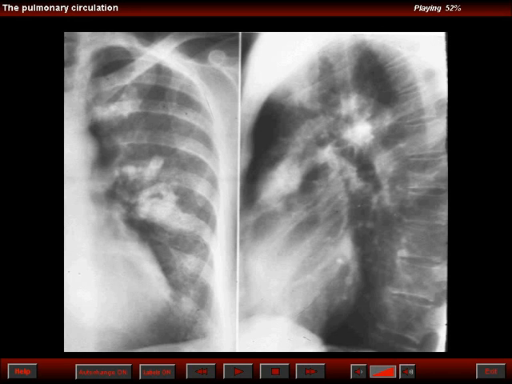In the macro arteriovenous fistula, we usually see dilated feeding arteries and dilated draining veins, as noted in the frontal and lateral views of the chest of this patient. The radiographic findings are pathognomonic of macro AV fistula.